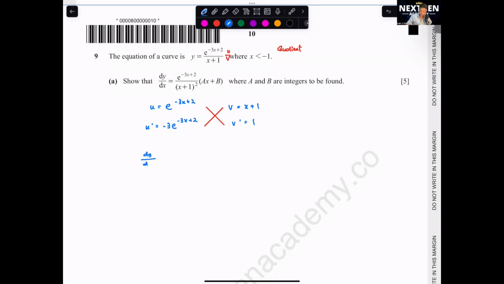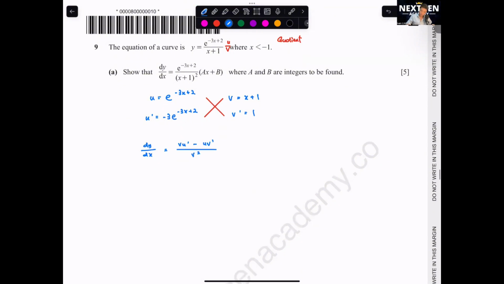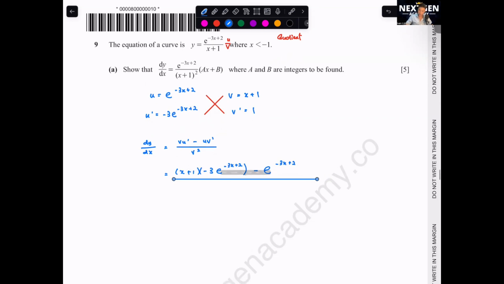Formula is (v u prime minus u v prime) over v squared. So (x plus 1)(-3e to the power of -3x plus 2) minus, one common mistake I see students make, you all start from here. Always remember, start from the top right, your v first. Minus e to the power of -3x plus 2, times 1. Don't need to write the times 1, we don't want to complicate the equation. Then over v squared, (x plus 1) squared.